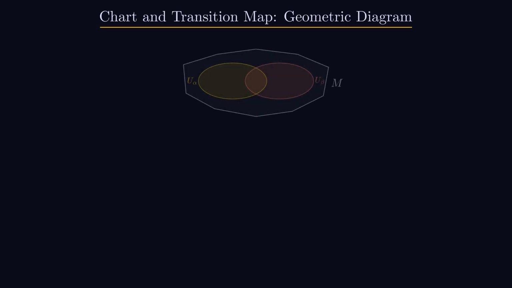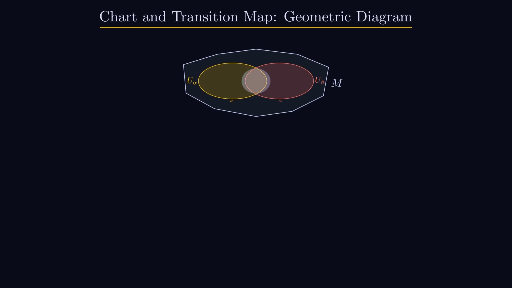A manifold M with two overlapping coordinate patches. The patch U alpha is shown on the left and U beta on the right. Each patch is an open subset of M on which a chart is defined. The overlap U alpha intersect U beta is the region covered by both charts simultaneously. It is on this overlap that the transition map is defined.